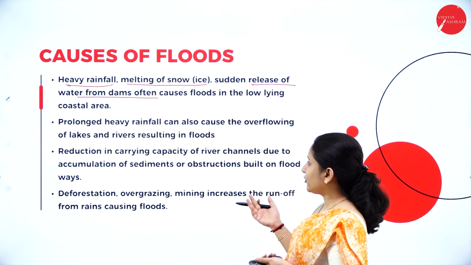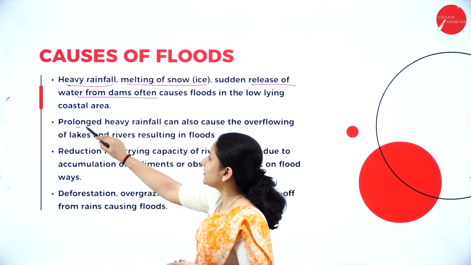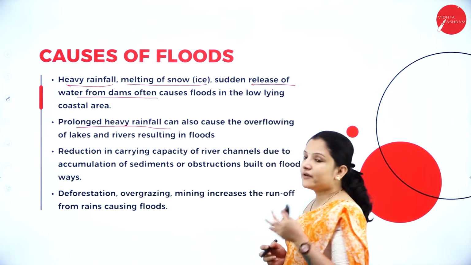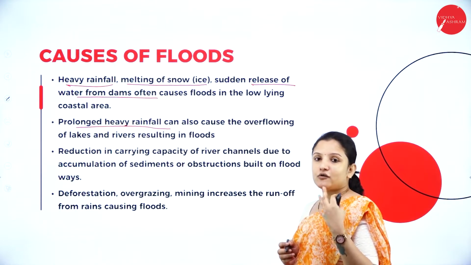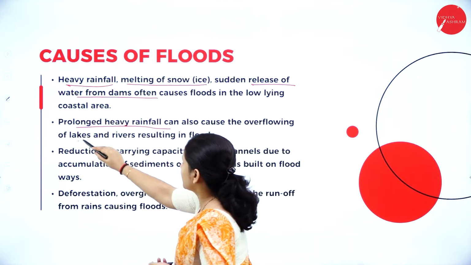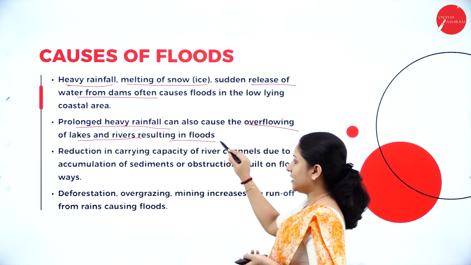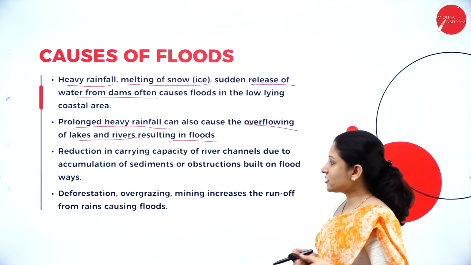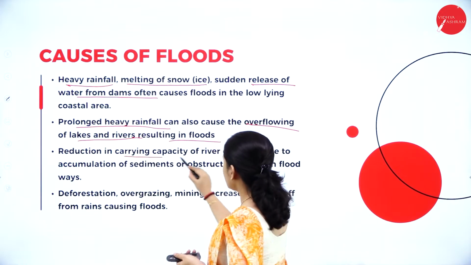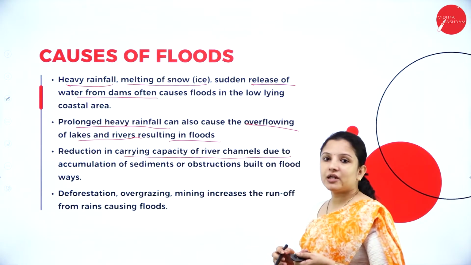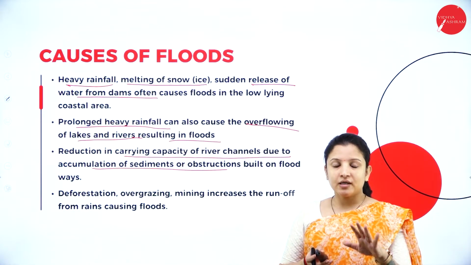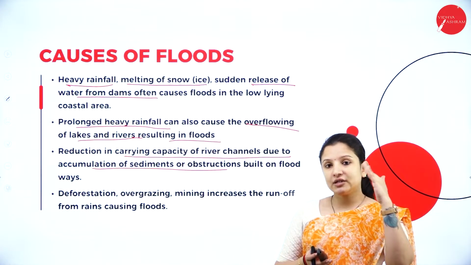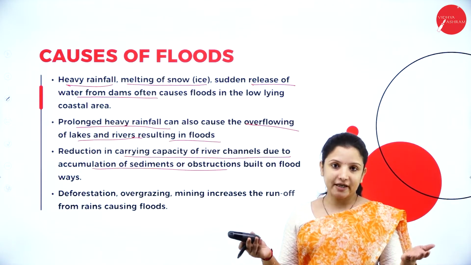Here, talking about rainfall: prolonged, that is continuous, heavy rainfall will cause overflowing, or it will change the capacity of flow of the lakes and rivers, resulting in floods. Also, reduction in the carrying capacity of river channels due to accumulation of sediments. Here, what happens? There is a particular river, and that river will have a depth. The deeper the river, the more water it can hold, right?